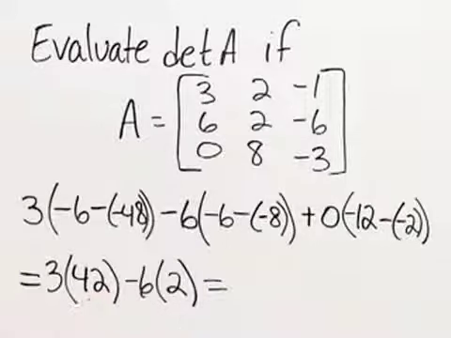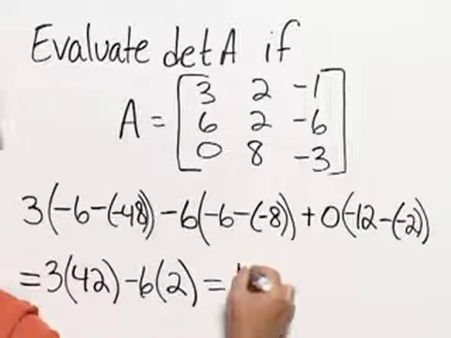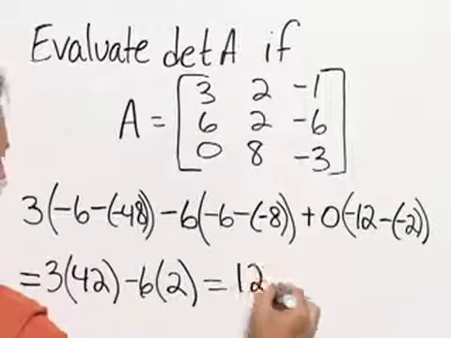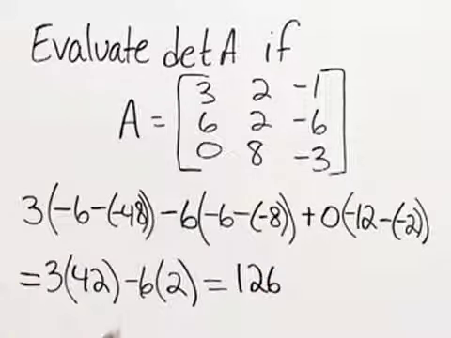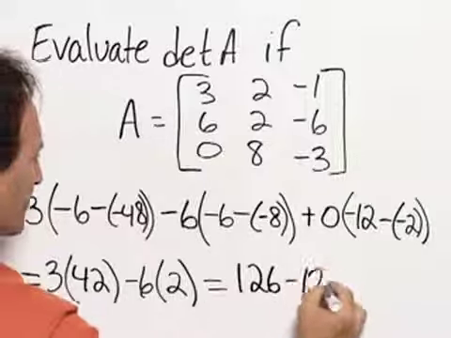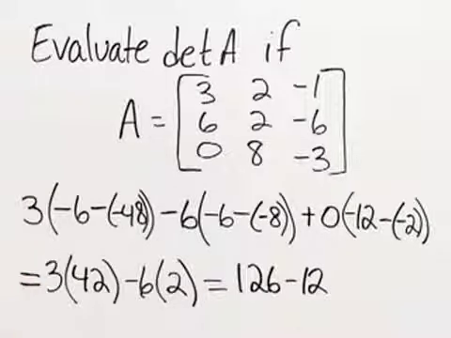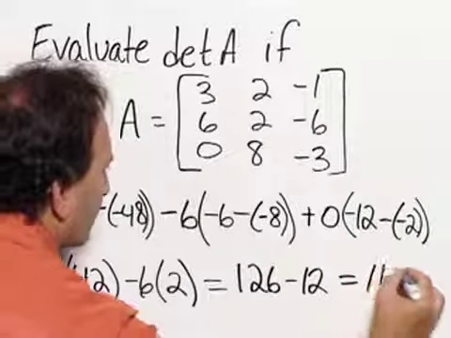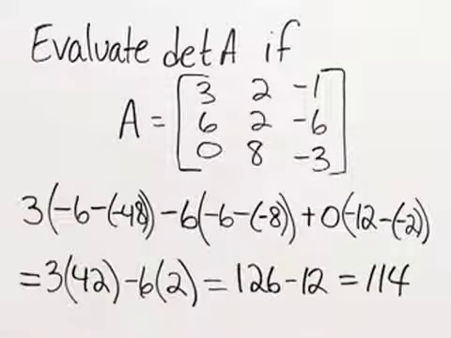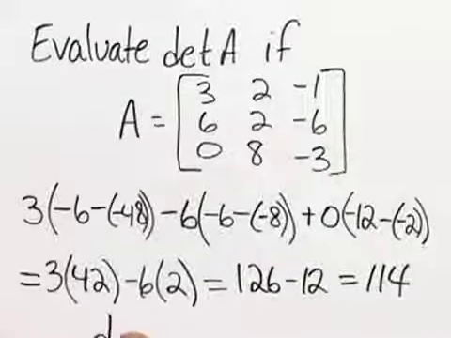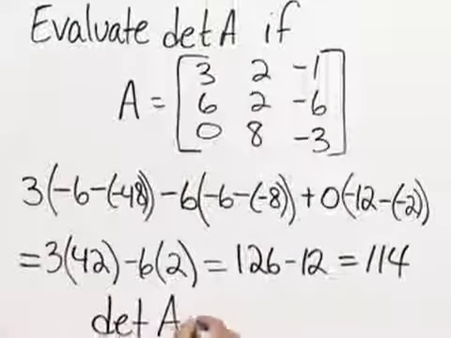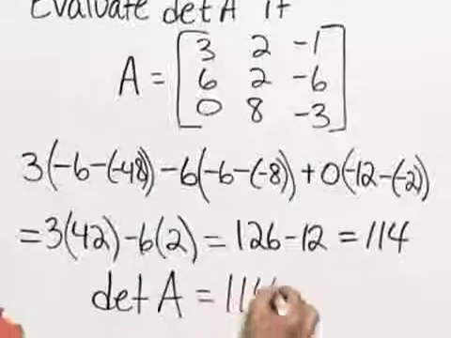3 times 42 gives us 126. Minus 6 times 2, which is minus 12. When we subtract 12 from 126, we have 114. And so the determinant of A equals 114.